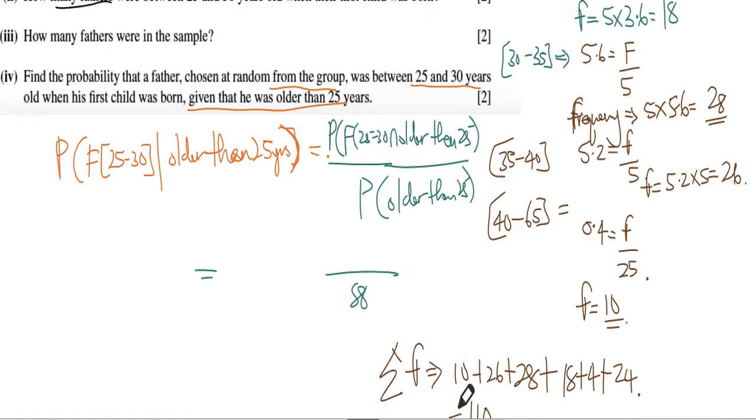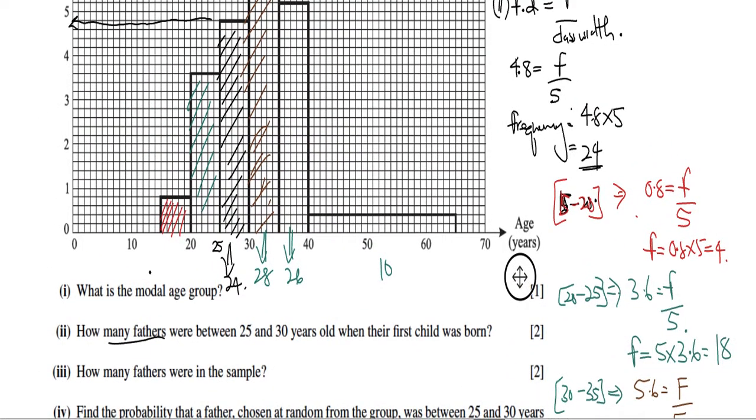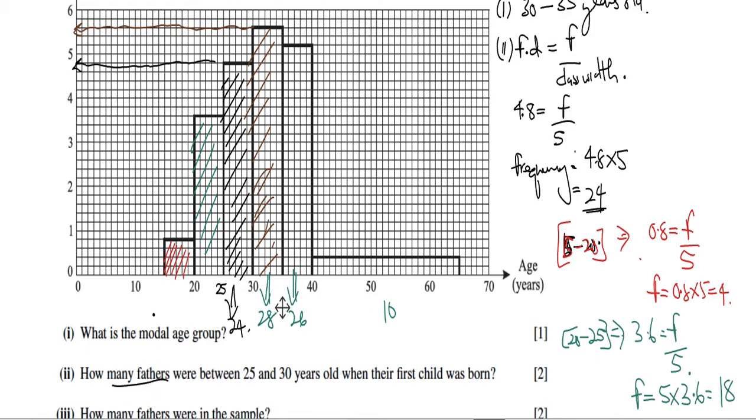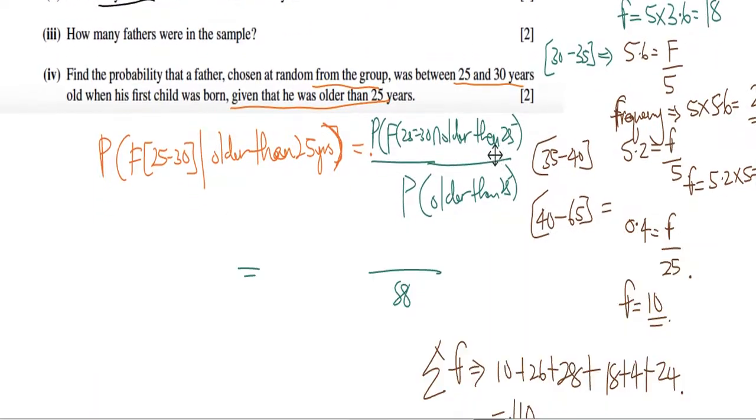And among those from the random group who were between 25 and 30 years old, there were 24 of them. So therefore, the answer is 24 over 88, which simplifies to 3 over 11.